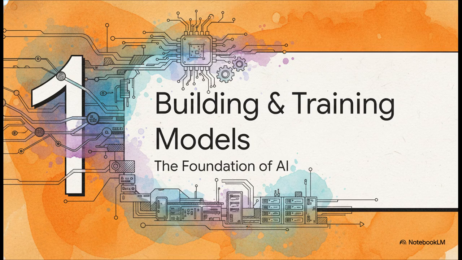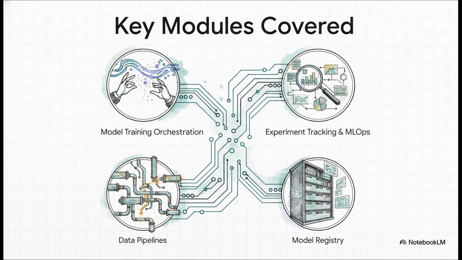First up, building and training models. This is really the heart of it all. It's the foundation of AI, where you take raw data and turn it into something intelligent. In this first stage, we're focusing on 4 really critical pieces. You need tools for model training orchestration, because these training jobs can take days, and something needs to manage them. You absolutely need experiment tracking. This is like a scientist's lab notebook for AI, so you know what worked and what didn't. You also need solid data pipelines to get good, clean data to your models. And last, a model registry, which is basically a library to keep all your trained models organized and versioned.